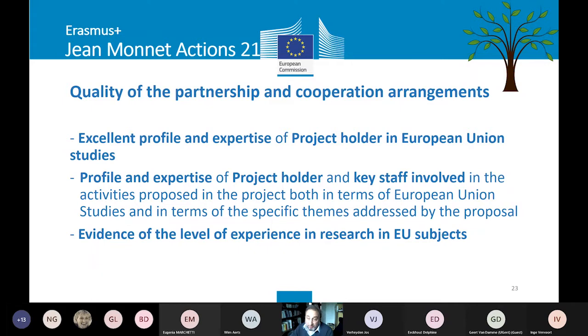The profile and experience of project holder and key staff involved in the activities proposed in the project, both in terms of European Union studies and in terms of specific themes addressed by the proposal. Evidence of the level of experience in research in EU studies.